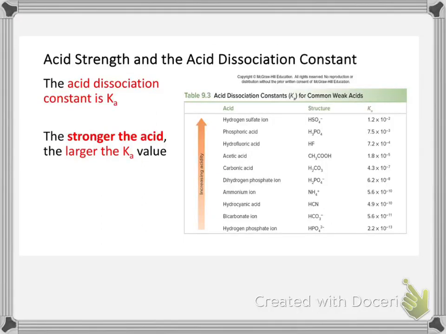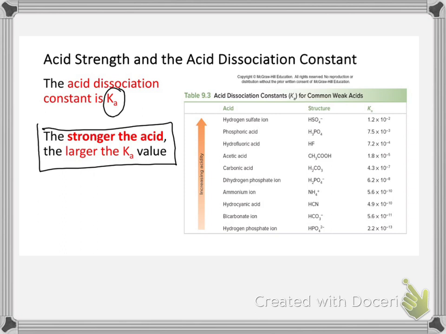So there is one number that helps us know how strong or weak an acid is. It's something called the acid dissociation constant, and its symbol is just Ka. So Ka is the acid dissociation constant. And what I can tell you is for that value, this is what we know: the stronger the acid, the larger the Ka value.